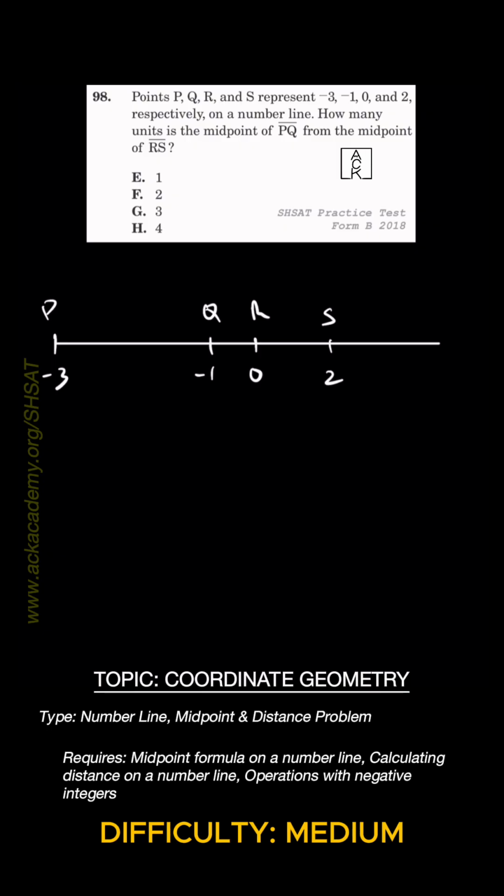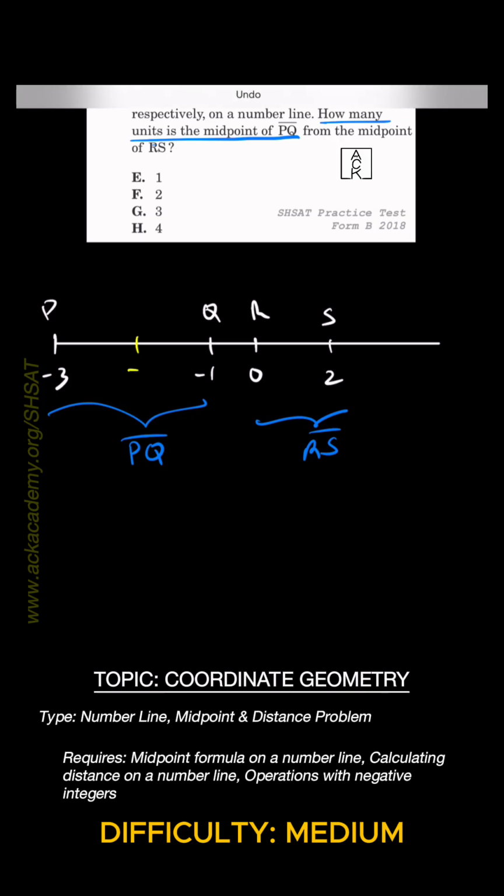So how many units is the midpoint of PQ from the midpoint of RS? PQ is here, and RS is here. So what is in the middle of -1 and -3? -2. Okay, and you have 0, you have 1 here. Of course, my graph or this line is not to scale.